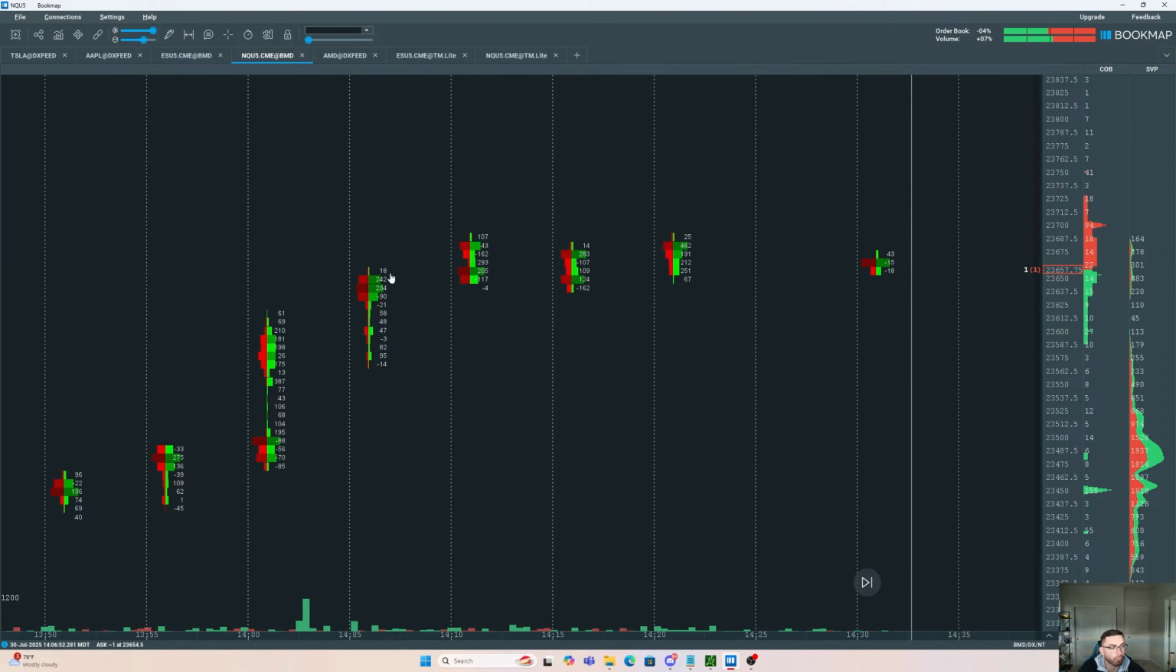So this is just an overall easier way to read the footprint because you're not going to have to compare the sell orders to the buy orders. It's already doing that for you, and it's letting you know who's in control. Was there more sell orders or were there more buy orders?